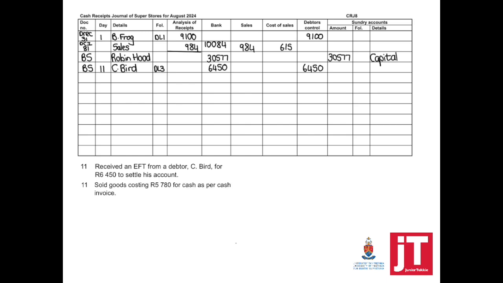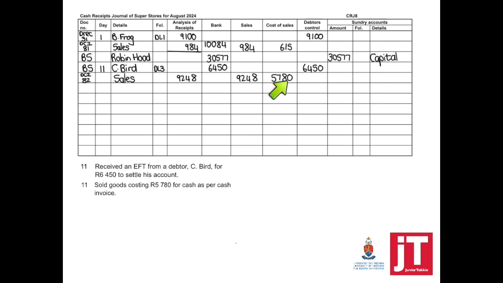On the same day, sold goods costing 5,780 for cash as per cash invoice. Source document, cash invoice, and the next number is 82. Details, sales, analysis of receipts. Now you need to be very careful.